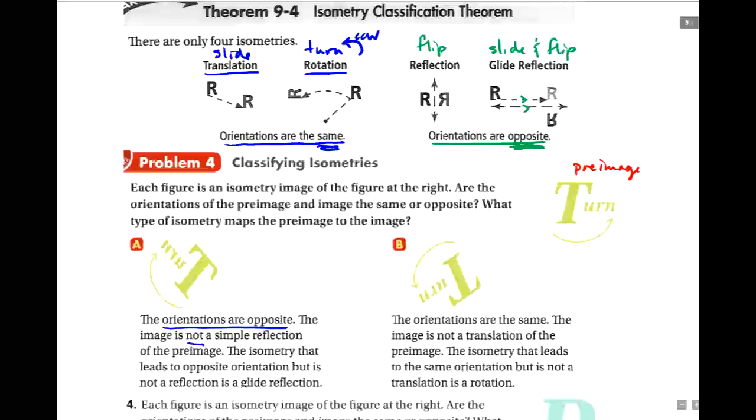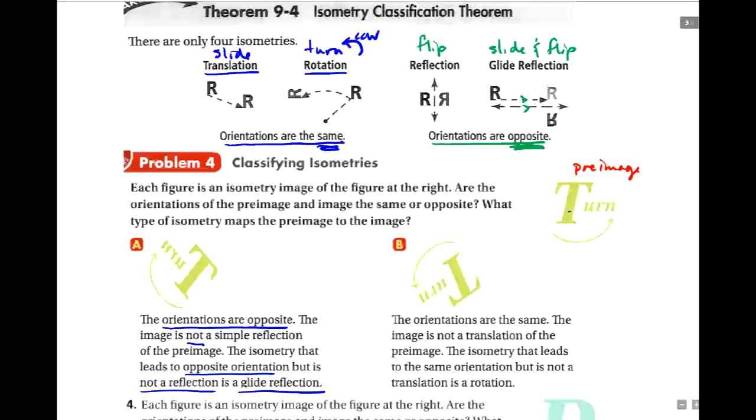And because it is not just a simple reflection, right? We didn't just flip it over a line of reflection. We can't get from our pre-image here and just draw a line and flip it over to here. That's not possible. So we know that it has to be a glide reflection. Opposite orientation, but is not a reflection, is a glide reflection. So we know we had to use something extra there, which means it's a glide reflection.